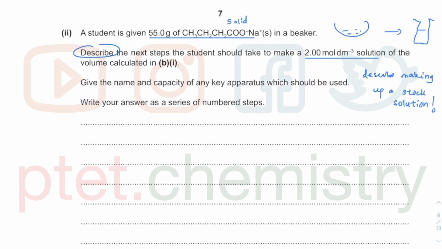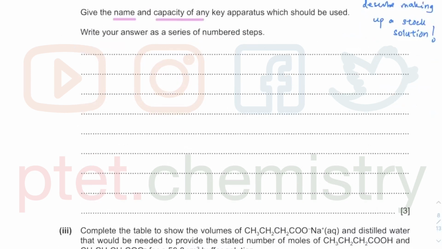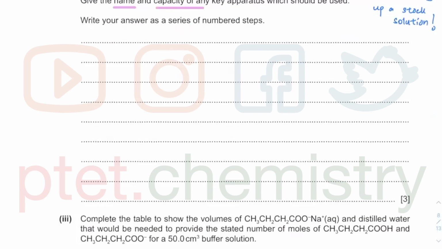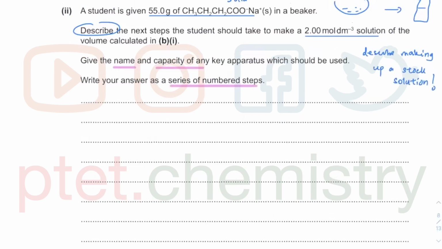Do you want to run me through the process? But be careful. Give the name, give the capacity. Basically, whatever apparatus you use, you gotta talk about the capacity of it as a series of number step. Okay, so number 1, number 2, number 3. For 3 marks, there's a lot of lines. Okay, go ahead.